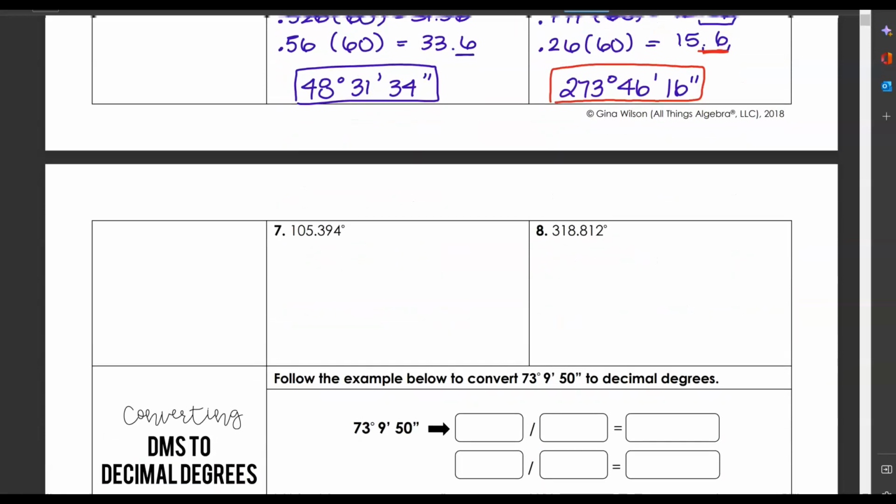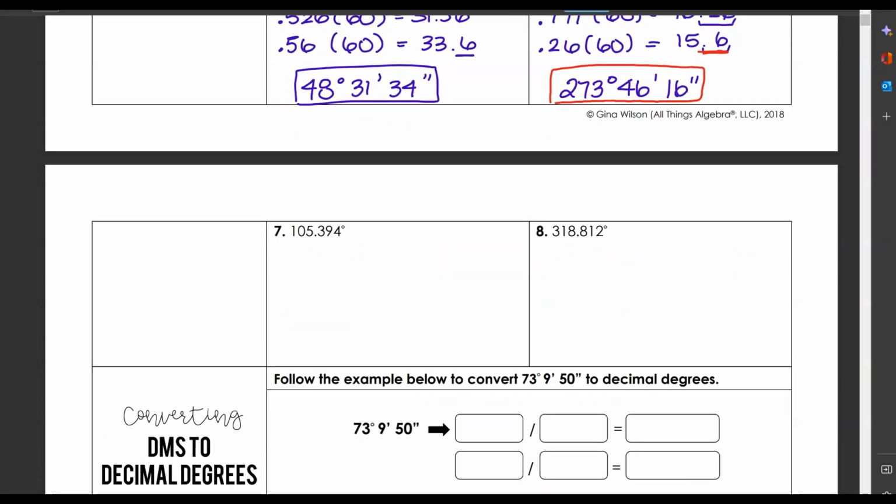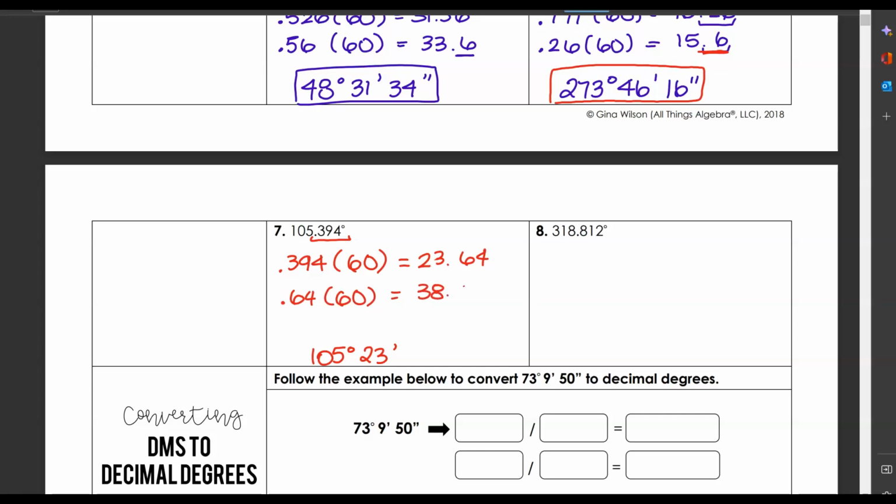All right, so hopefully this is coming together. So let's do these last two. We're going to take that decimal piece, right? So we have 105 degrees. We're going to leave those degrees alone. Take the decimal 0.394, multiply that by 60 to find out our minutes. When we do that multiplication on our calculators, we get 23.64. So we know we're going to end up with 23 minutes. So let's take that decimal 0.64, multiply that by 60 to get our seconds, and when we multiply that out, we get 38.4.